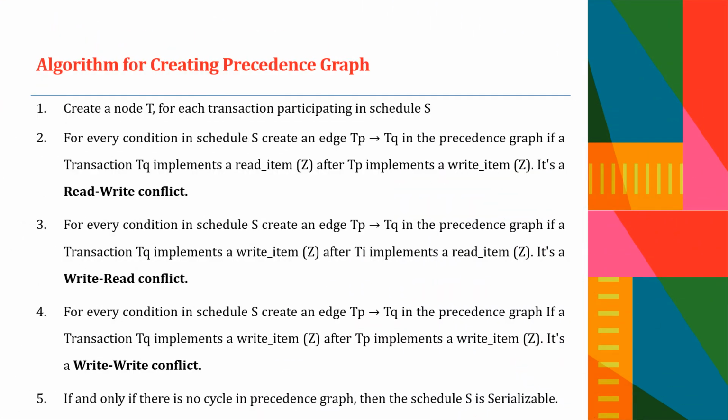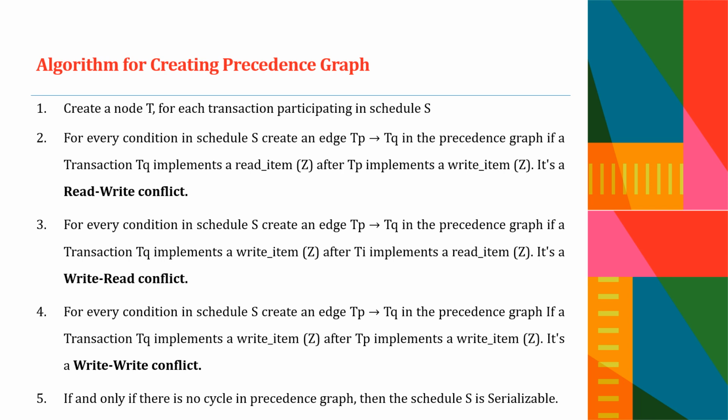Now let's look into the algorithm for creating the precedence graph. As we know, the precedence graph consists of nodes and directed edges. The first step is to create the nodes for all the participating transactions in the schedule. Suppose the schedule consists of 3 transactions, namely T1, T2, T3, then we need to create 3 nodes with names T1, T2 and T3. Now we have created the nodes. The second step is to create the directed edges between these nodes. For that we have to follow some rules.